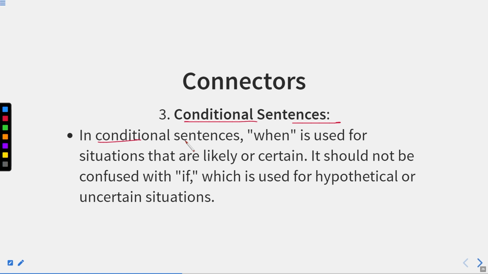Conditional sentences. In conditional sentences, when is used for situations that are likely or certain. It should not be confused with if, which is used for hypothetical or uncertain situations. When shows the action that will occur definitely or that has occurred.